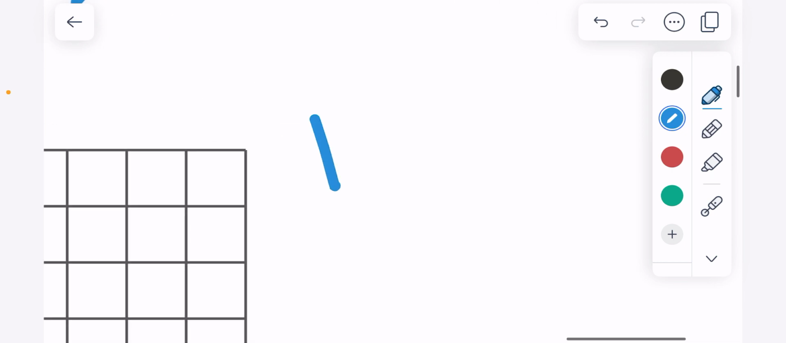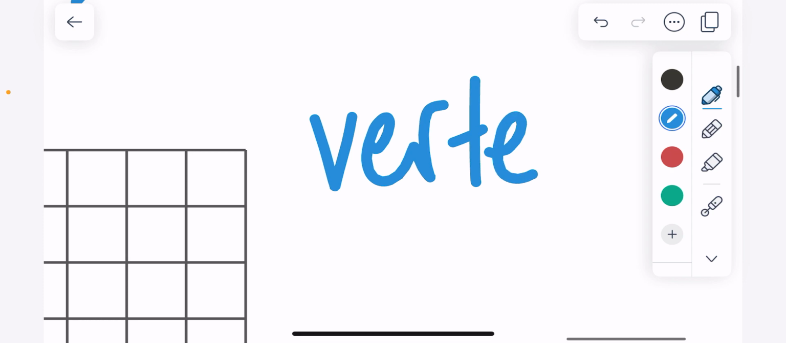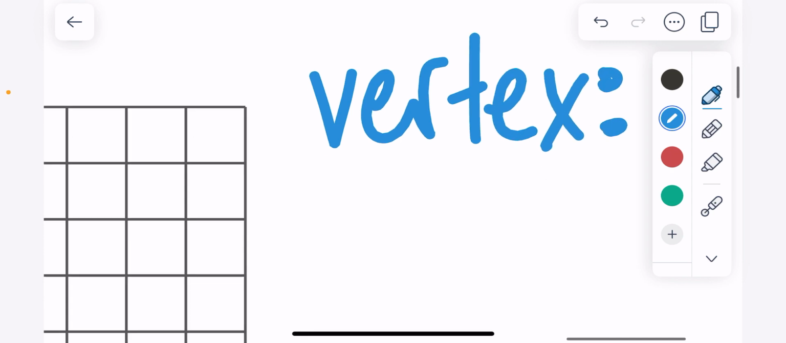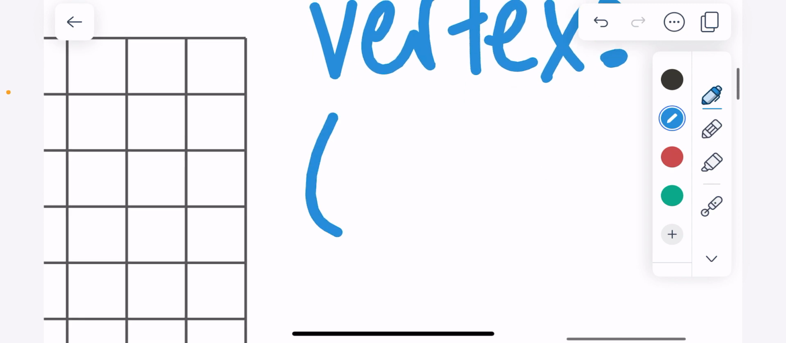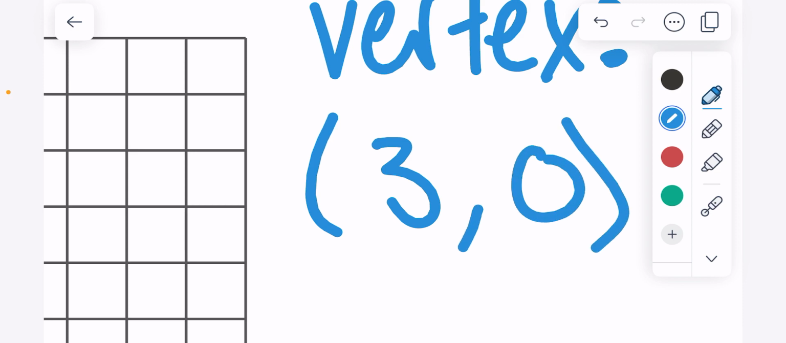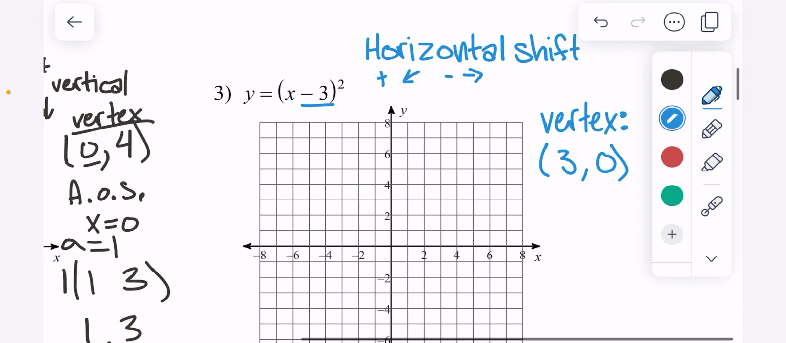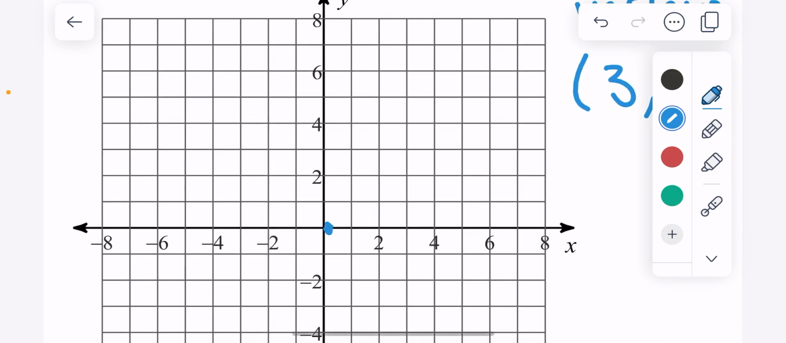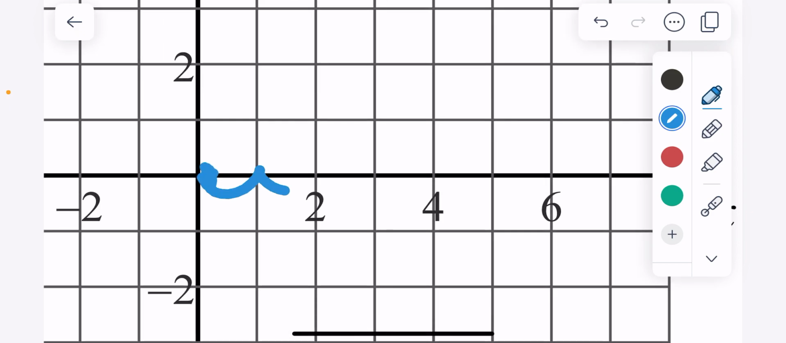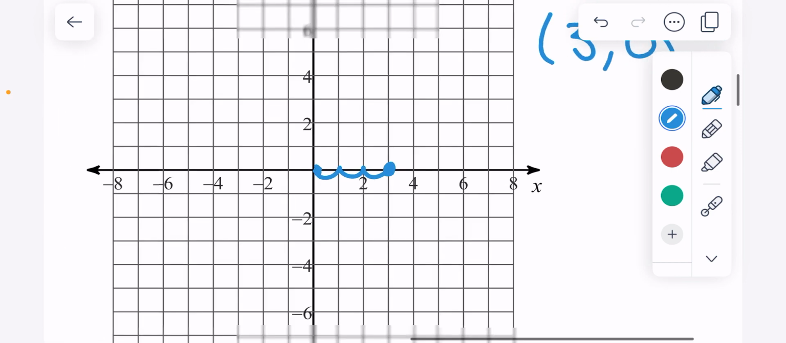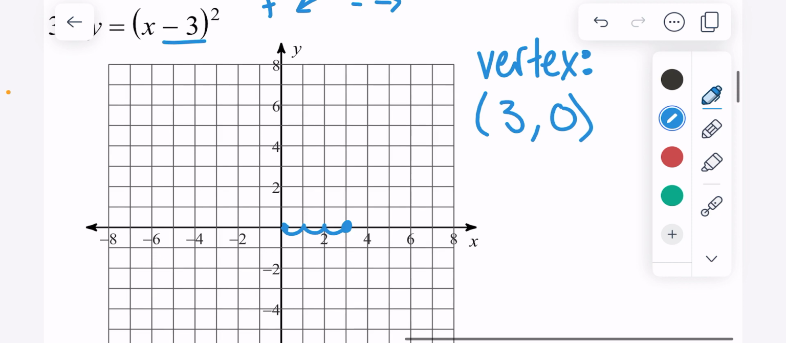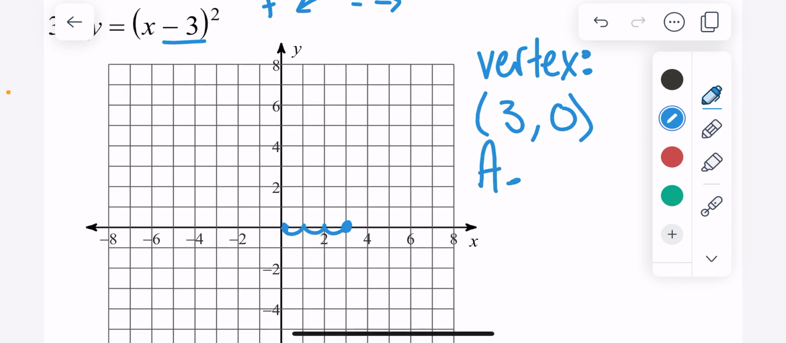So my new vertex, since this is horizontal, it's changing my x value. So my new x is not going to be -3, it's going to be 3. And my y value is still 0. So it's taking my point, which was 0, 0, and moving it 3 units in the positive direction, till right here. That's my vertex. My axis of symmetry in this case is x equals that x value, which is x equals 3 in this case.